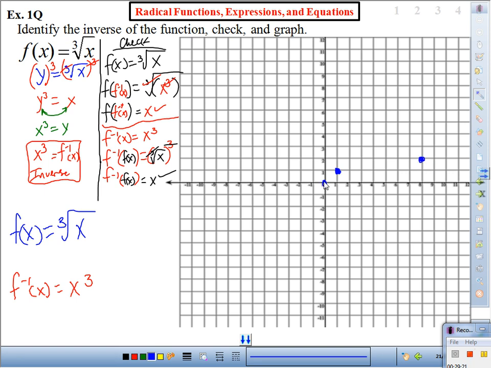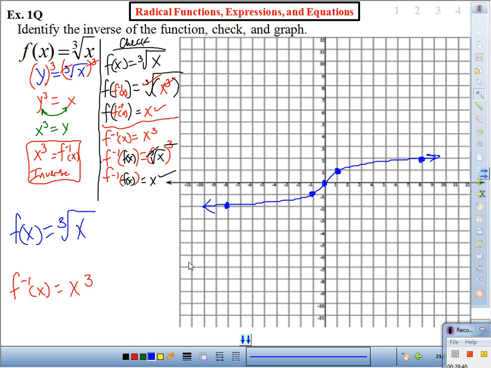And then negative 1, negative 1. And then negative 8, negative 2. That is correct. You're like, Mr. Q, come on now. These last night, they're a piece of cake. Yeah, good thing you did your practice, huh?